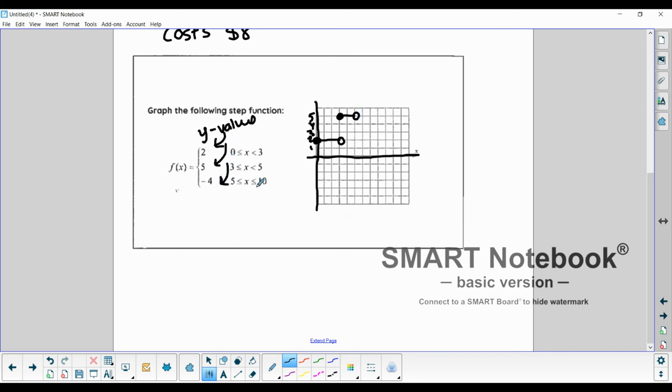And then the last y value is -4, -1, -2, -3, -4, starting at the x value of 5 until the x value of 10. So x is 5 right here. Put a closed circle, 6, 7, 8, 9, 10. Put another closed circle because both are equal to, and extend the line. So that's how to graph a step function.